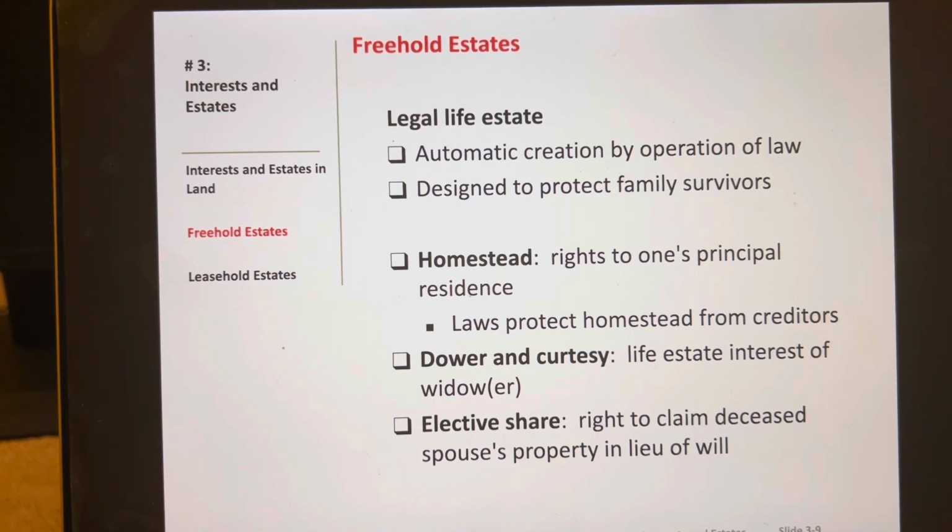Then we have elective share. That's the right to claim the deceased's property in lieu of a will. If there's a law called elective share, whether there is a will or not, the spouse has a right to claim the deceased's property.